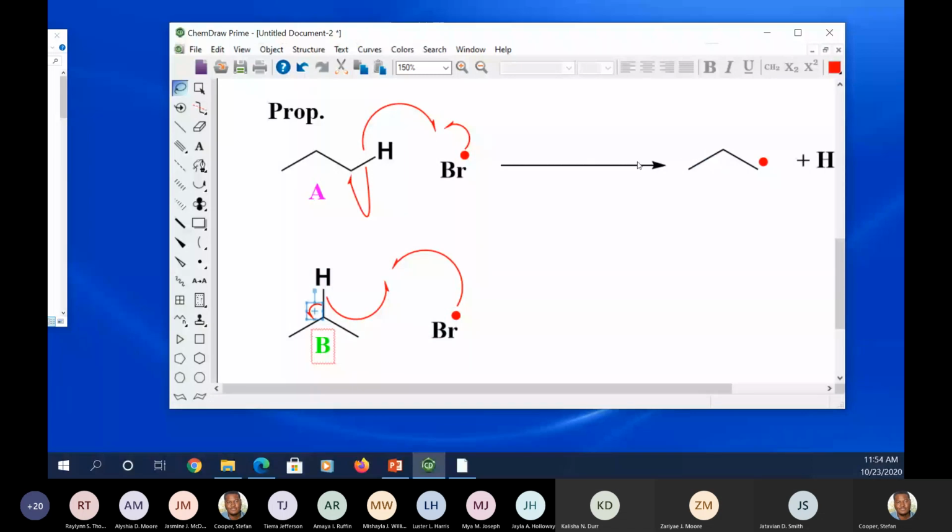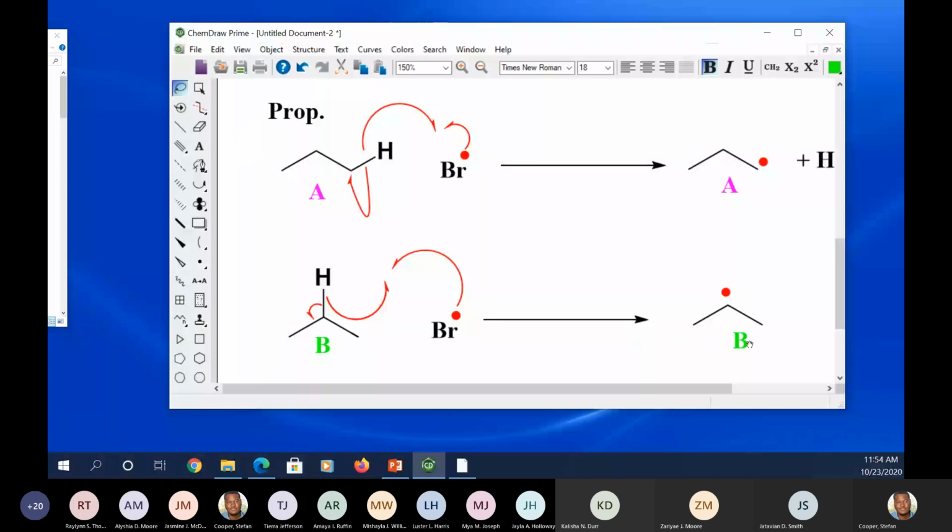So what happens when I do this? I'm now going to form something that looks like... I thought I copied that. The dot is going to be on the second carbon. It's this compound. All right, so I'm going to call this one up top radical A, and this down here radical B.